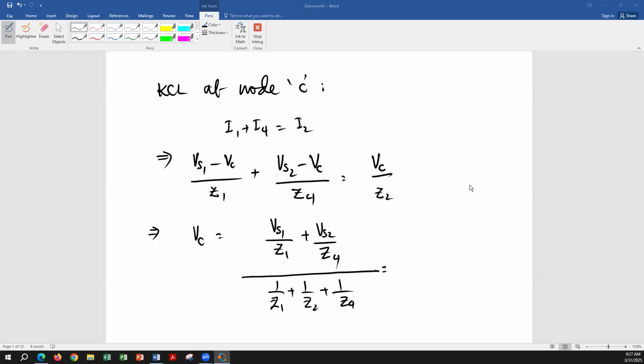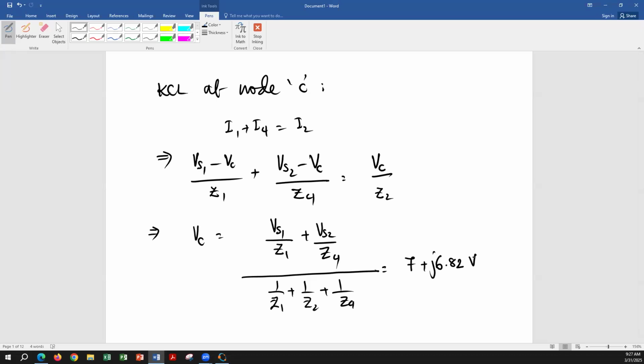6.99, almost 7. So 7 plus J 6.82. So 7 plus J 6.82 volt. No need to convert it into polar form, because again, this is not our final answer. This is just a step to find other quantities. Let me know if you're getting the same result.